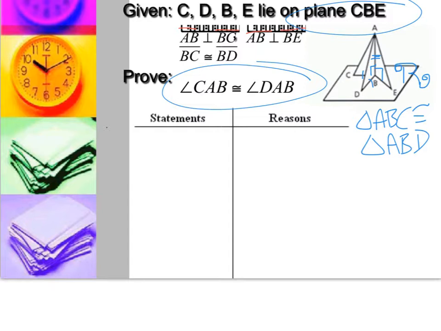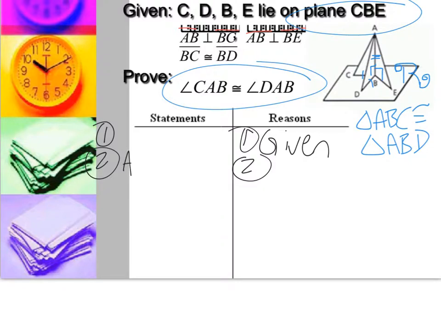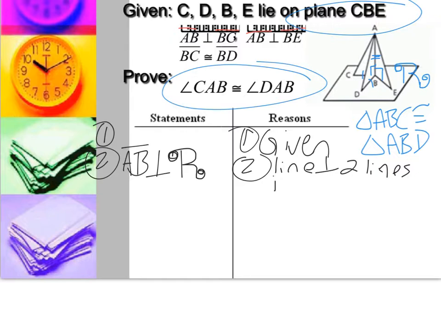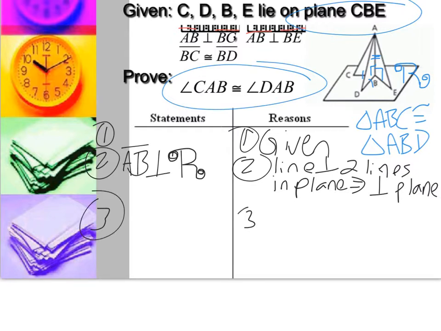So I've got my given as usual. Okay. So I want to say that AB is perpendicular to R. And our reason would be either the basic theorem, that's cool, or we could say line perpendicular to two lines in plane, then perpendicular to plane. Okay. And obviously it has to go through the foot. They have to intersect it in order to be perpendicular.